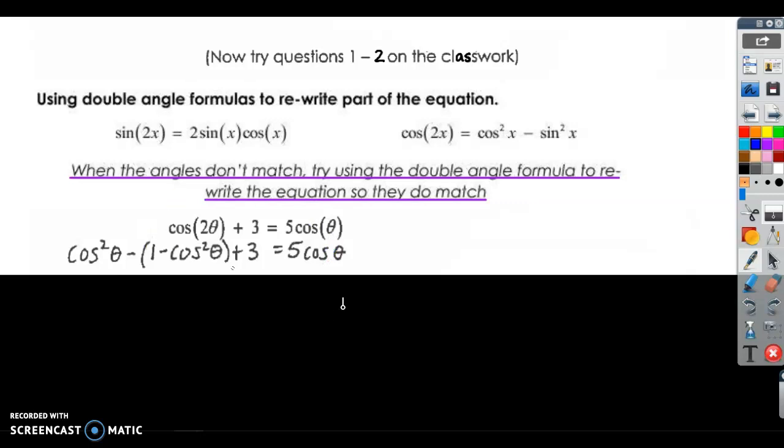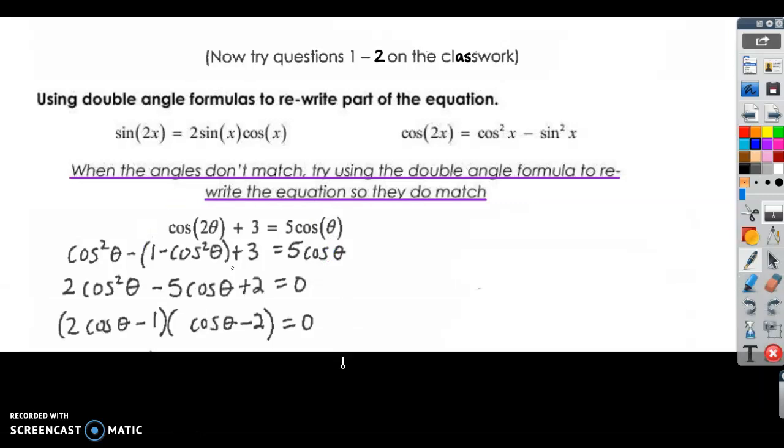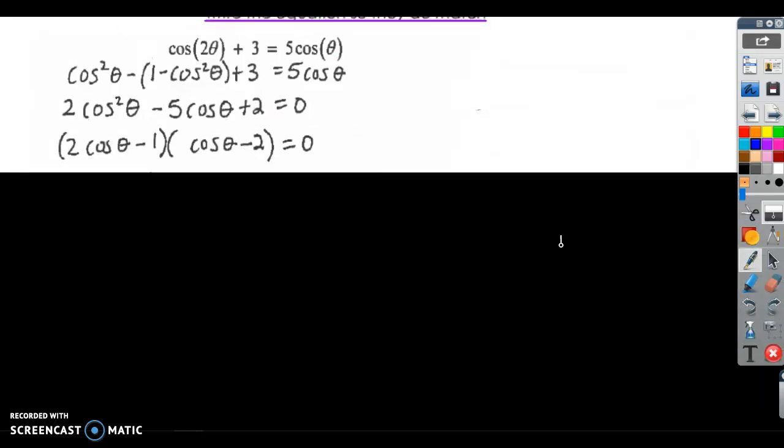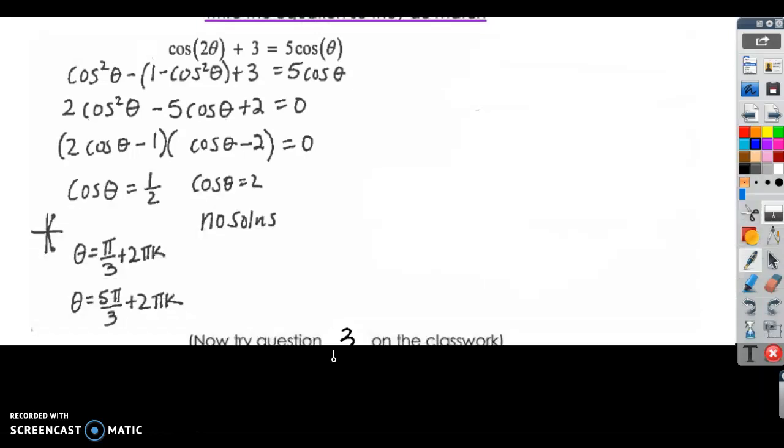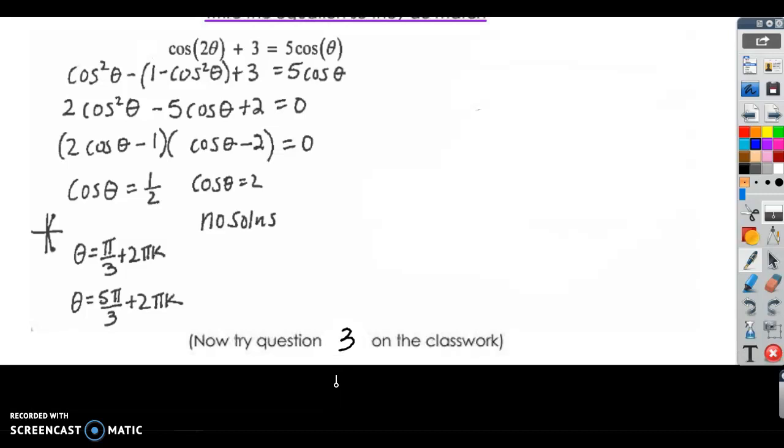So if I move this 5 cosine over to the other side, now I've got a trinomial that I can factor just like normal. Set each of the factors equal to 0 and solve. And using the unit circle, obviously we'll have no solutions for cosine of theta equals 2. But where does cosine equal 1/2? It's at pi over 3 and also 5 pi over 3. So those are the general form of your solutions.